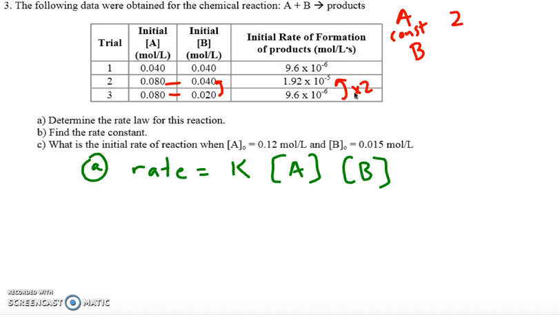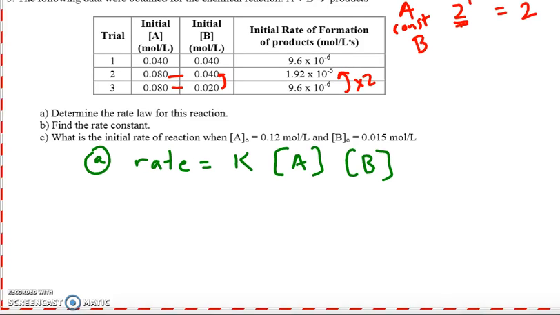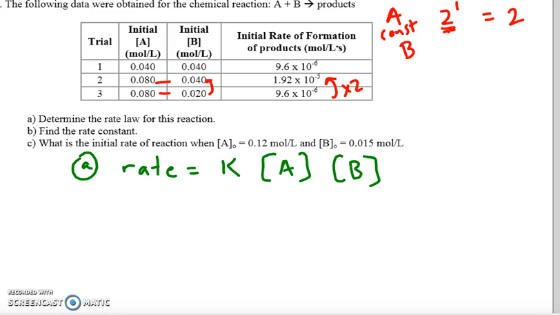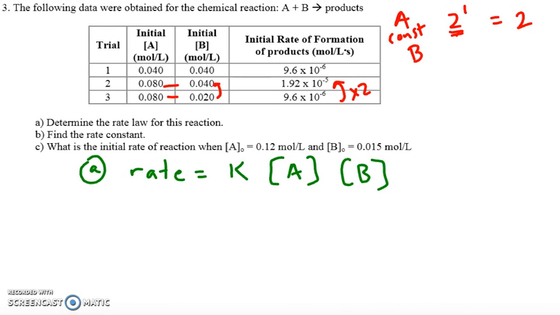So what we need to do here is figure out if you double B, that's what we said here with this 2, what's the effect on the rate? Well, the rate was also doubled, which means that our exponent, our order for B, because that was the effect of B, is going to be first order. Okay, so now we need to do this again where B is constant.